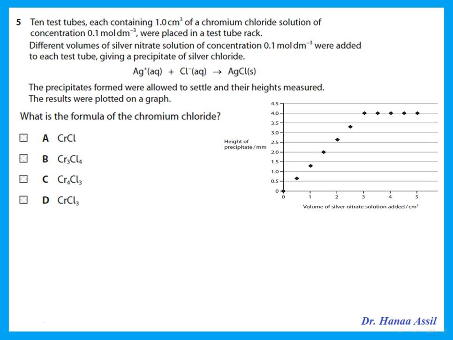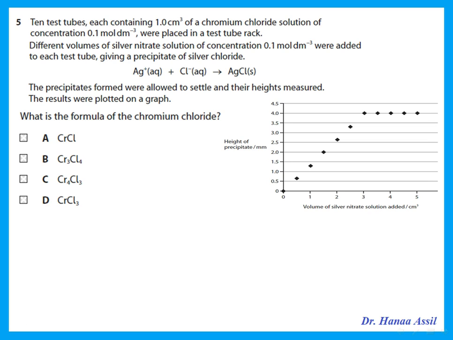Ten test tubes, each containing 1 cm³ of chromium chloride solution of concentration 0.1 mole per dm³, were placed in a test tube rack. Different volumes of silver nitrate of concentration 0.1 were added to each test tube, giving a precipitate. The precipitates formed were allowed to settle and their heights measured. Remember, this kind of experiment is when I keep adding more and more of the silver nitrate until no more precipitate can be formed. So he's asking, what is the formula of chromium chloride?